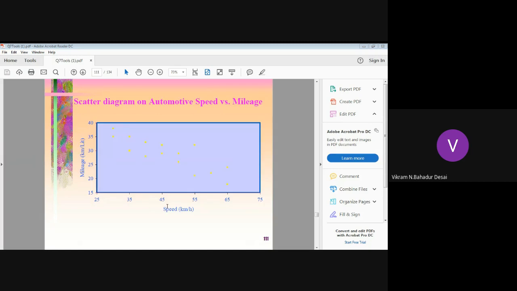Can you see this diagram? This is called a scatter plot. See, if you go on increasing, what does it depict? Can anyone tell what it is going to depict? Can anyone tell? What can you depict from that?